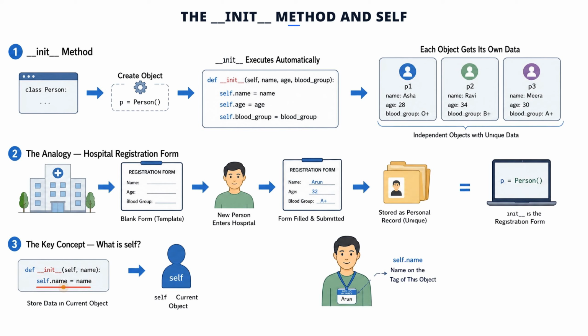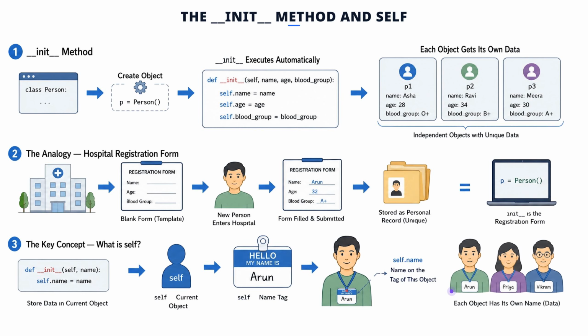A helpful way to visualize this is through the concept of a name tag. If self is viewed as the name tag itself, then self.name refers specifically to the name written on the tag of the person wearing it, just like Arun's tag here. It distinguishes this object from every other object created from the same class, allowing each to hold their own unique data. As we move forward, we will see exactly how Python manages this memory behind the scenes to keep these entities distinct.